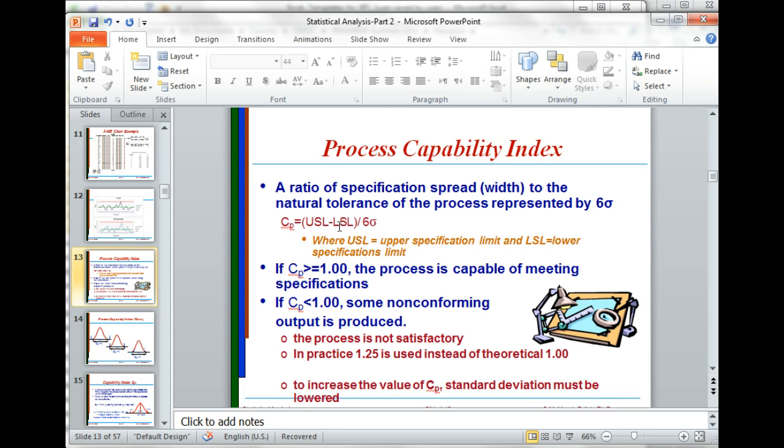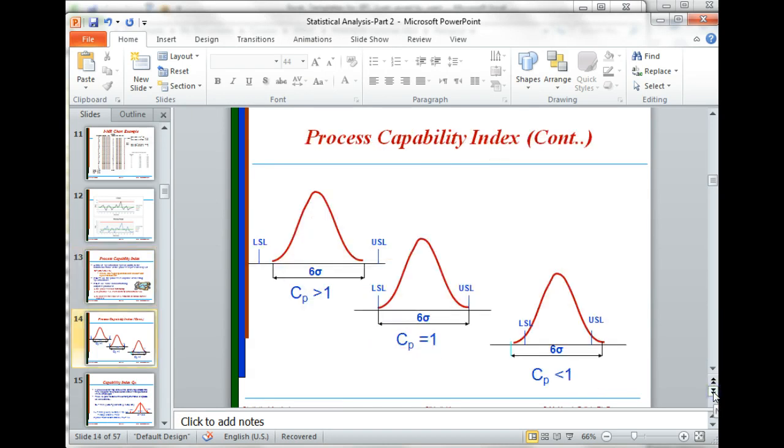So if the specification limit over the 6 standard deviations is greater than 1, it means that your tolerance is larger than the variation of the process, so you're getting good output. If the ratio is less than 1, you know that there is variation outside that limit, and I'm going to show that pictorially, and so your process is not capable. In practice, a good process is represented by when the specification tolerance over the 6 standard deviations is greater than 1.25. We call that a capable process. And so let me show that pictorially.